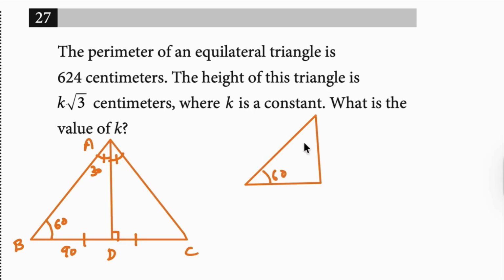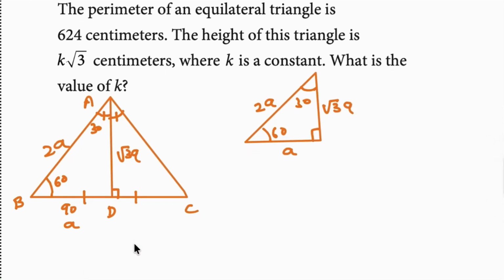So 60, 30 and 90. Oh, this is angle 90, my bad. So this will be 2a, whatever is the measurement. This will be a and this will be root 3a. This is the ratio of sides, right? Let's say this is 2a here, this is root 3a, and this one is a according to this because it bisects.